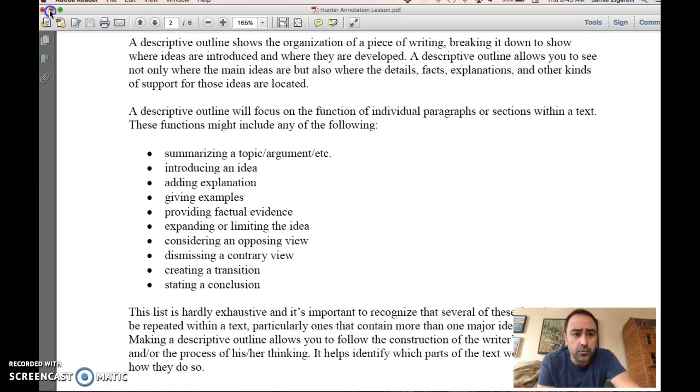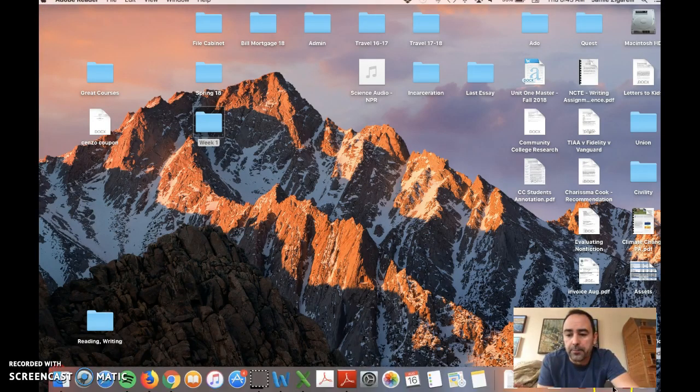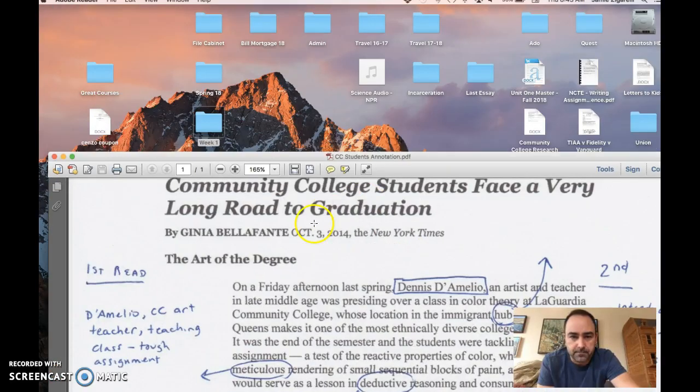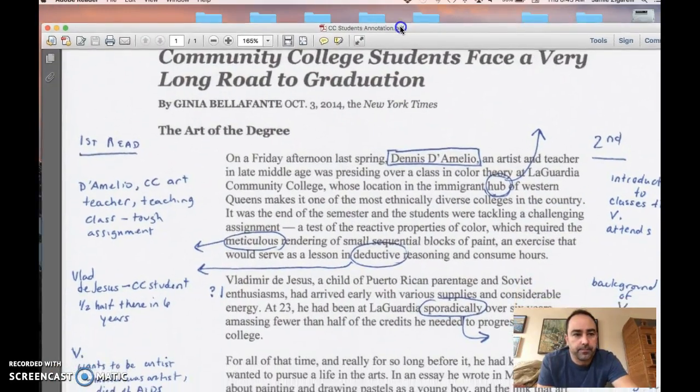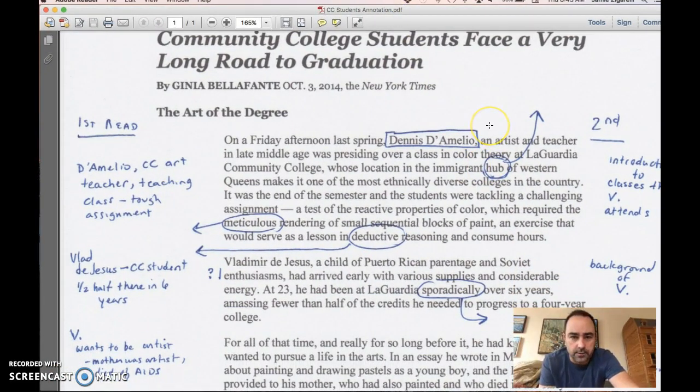So I just want to show you an example of what an annotation of the "Community College Students Face a Long Road to Graduation" reading might look like. And what I did was over here on the left side, I put my first read annotations. And over here on the second side, I did my second read annotation, which would be the descriptive outline, where that's much harder to do on the first read because sometimes you don't understand yet why you're being told what you're being told.